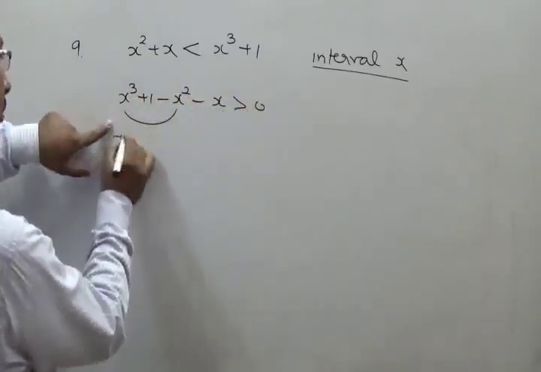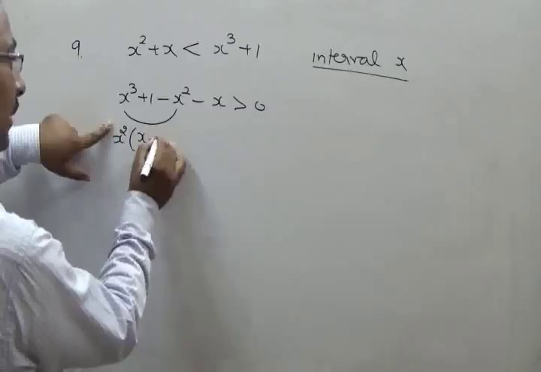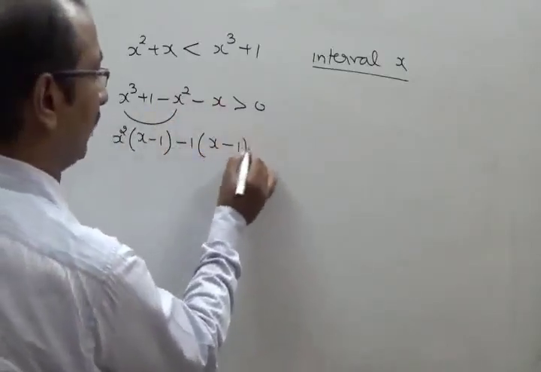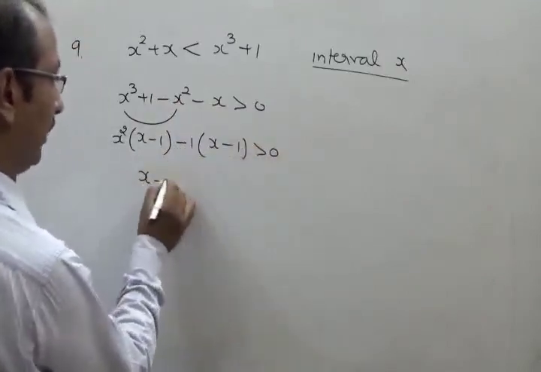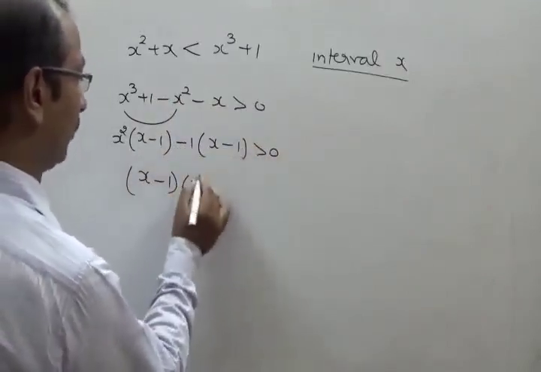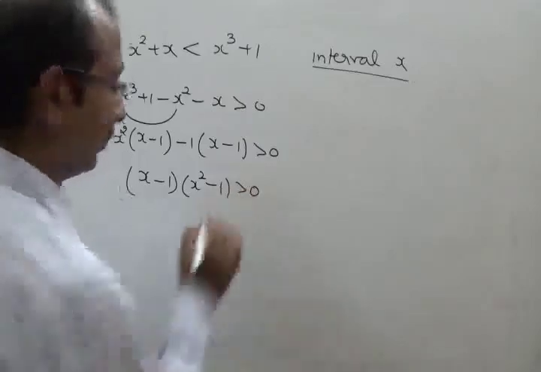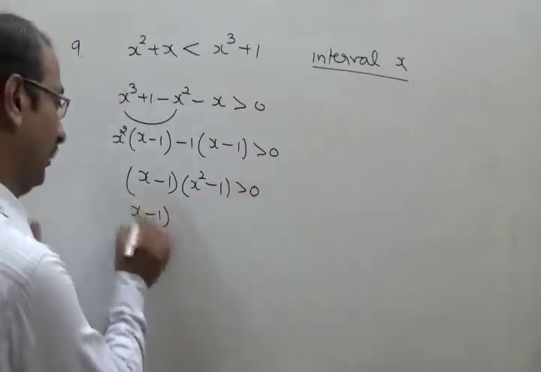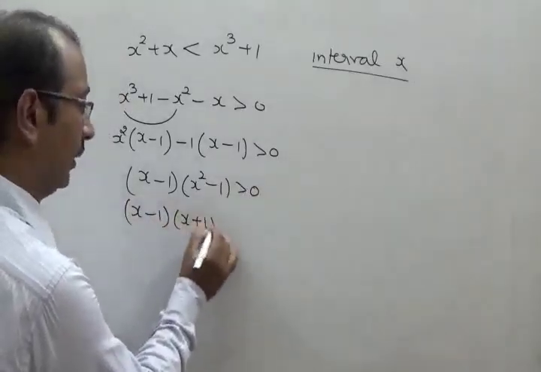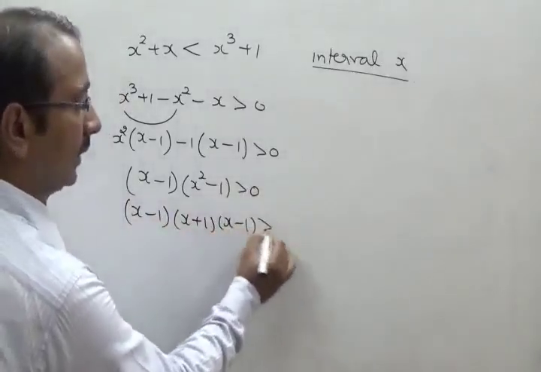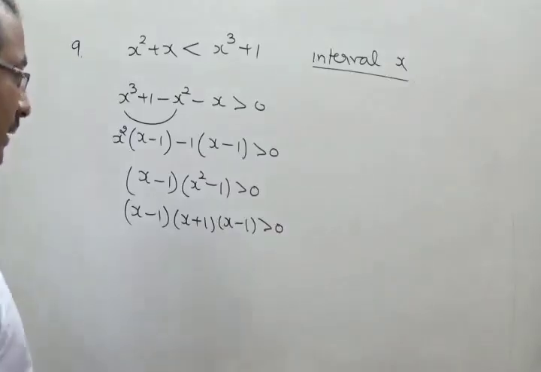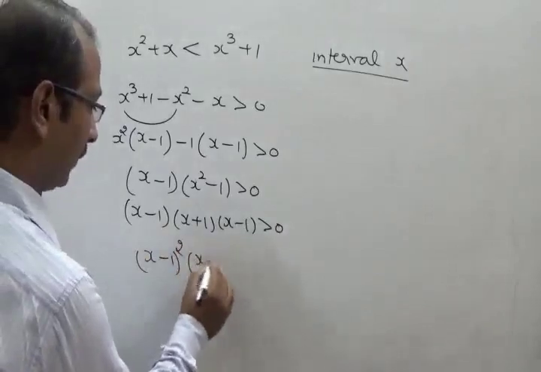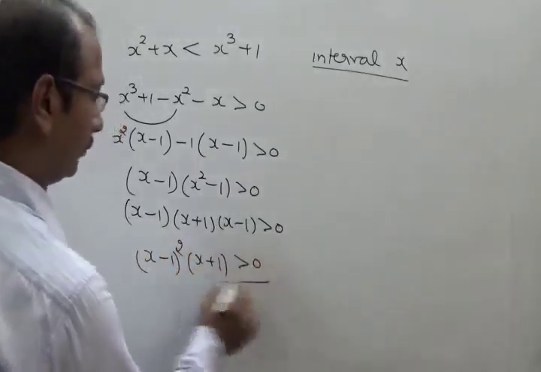I may take x square as common, so I am left with x minus 1. Here I can also take minus 1 as common, and I am left with x minus 1 greater than 0. This gives me (x minus 1) into (x square minus 1) greater than 0. I can factorize x square minus 1 as (x minus 1)(x plus 1). So I can say this is (x minus 1) whole square into (x plus 1) is greater than 0.